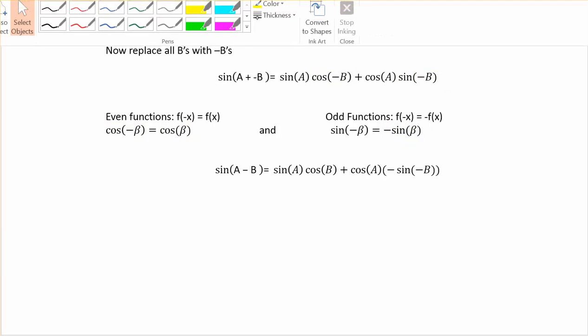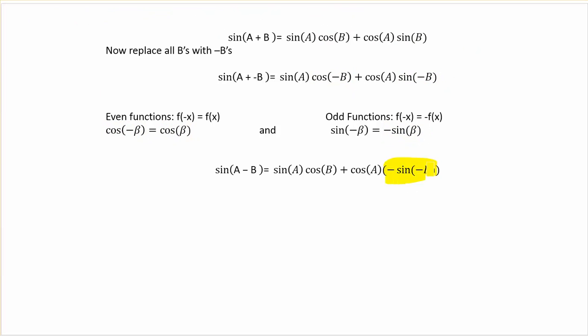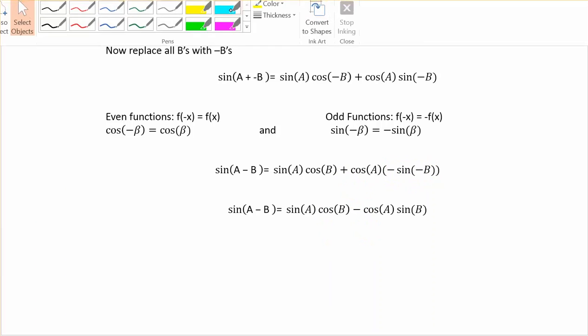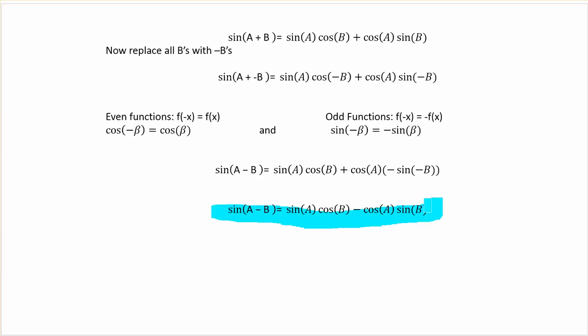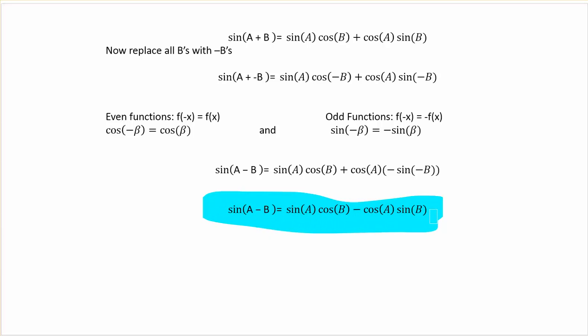And finally, at this step right here, when we take a positive times a negative, it becomes a negative. And when you add a negative, that's the same thing as subtracting. So we replace that here, and we now have the final sum and difference formulas for sines and cosines.